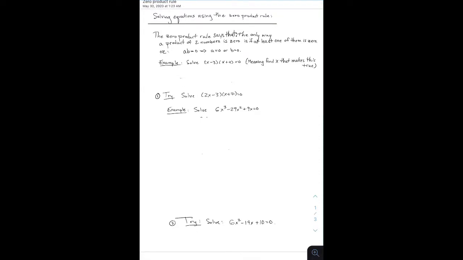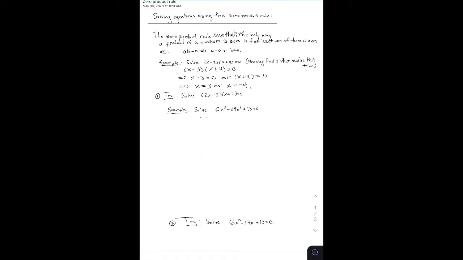Here's an example of how we use that. Solve (x minus 3)(x plus 4) equals 0. So that means we're looking for values for x so that this is true. But if a product of two numbers is equal to 0, that means that one of the two equals 0. So in this case, either x is equal to 3 or x is equal to negative 4.